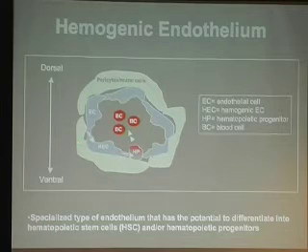hemogenic endothelial cell. These then give rise to hematopoietic progenitors and or hematopoietic stem cells, which finally give rise to blood. So by definition, hemogenic endothelium would be a specialized type of endothelium that has the potential to differentiate into HSC and or hematopoietic progenitors.